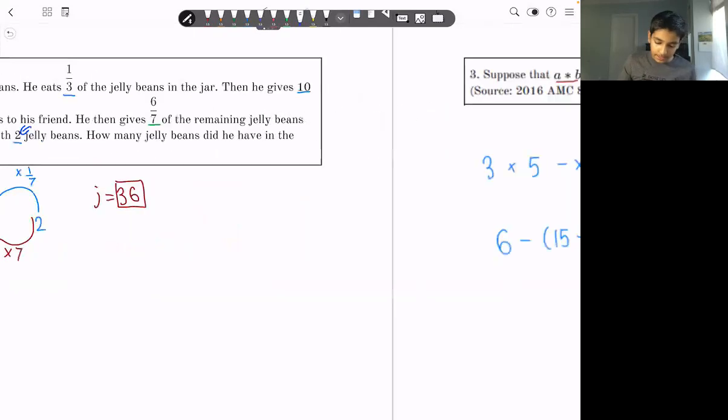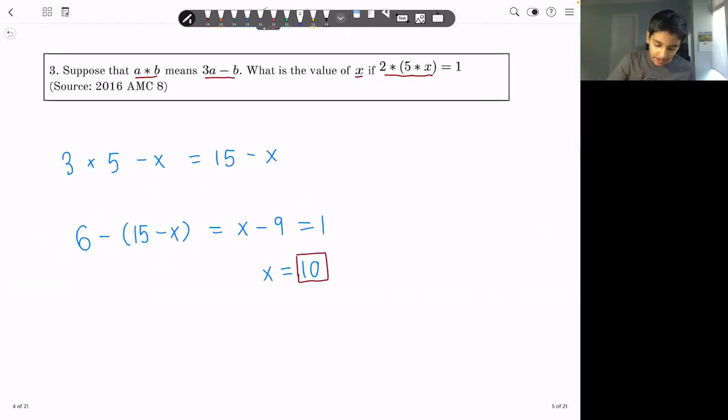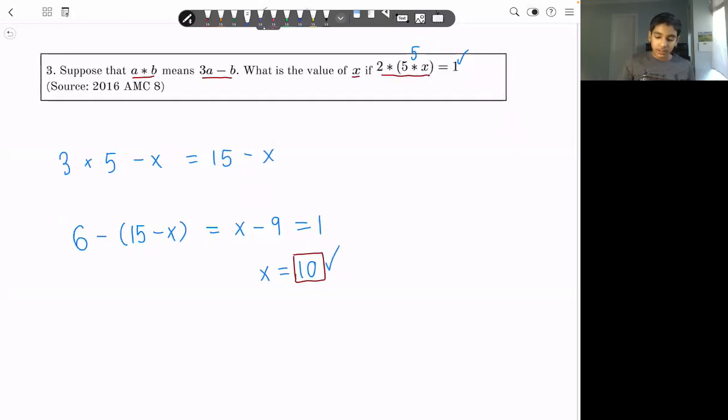So then let's go back here. So we could plug in 10 back into the problem. So then we would get 5 star 10, and 5 star 10 would be 5, and 2 star 5 would be 1, because 2 times 3 is 6, and 6 minus 5 is 1. So we see that our answer is correct. So 10 is the correct answer. So then we'll move on to number 4.